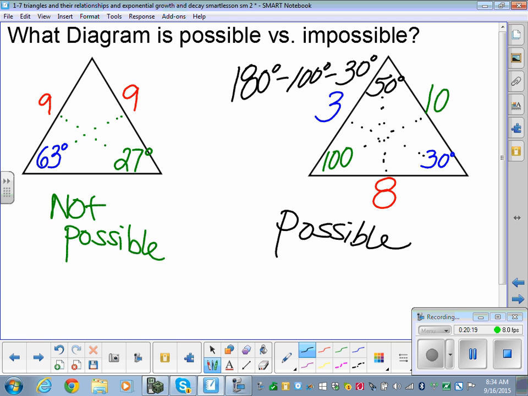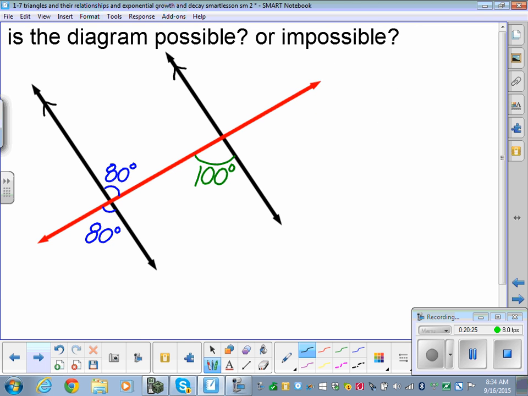Any questions? Are you sure? Okay. Last one, actually. Is this diagram possible or impossible? We have to be really careful. So let's look at this. Is this diagram possible or impossible?